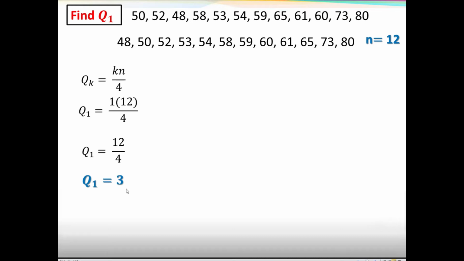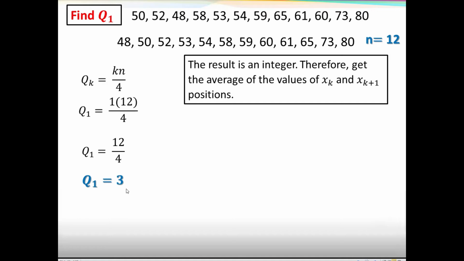3 is an integer. We need to apply the second condition. The result is an integer. Therefore, get the average of the values of x sub k and x sub k plus 1 positions. Again, Q sub 1 equals 3. That implies we need to get the average of the third and the fourth data. So ano ba yung third and fourth data? Hanapin natin dito sa ating given. So bibilang lang tayo. 1, 2, 3. So ito po yung ating third. Ito naman yung ating fourth.